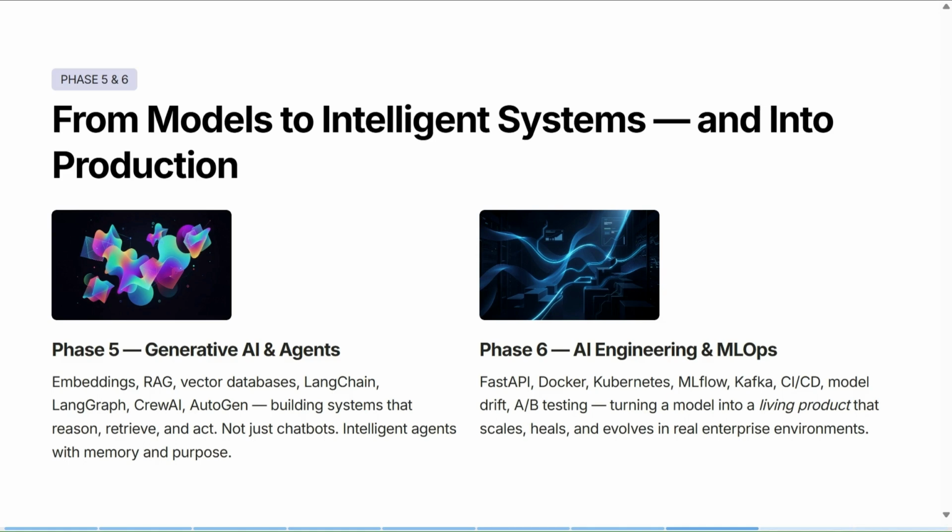In phase 6, we'll be going more into production. We'll be moving our built model into production, and how these models will be deployed and work there. And there we will understand FastAPI, Docker, Kubernetes, MLflow, Kafka, CI/CD, model drift, A/B testing, turning a model into a living product that scales, heals, and evolves in a real enterprise environment.